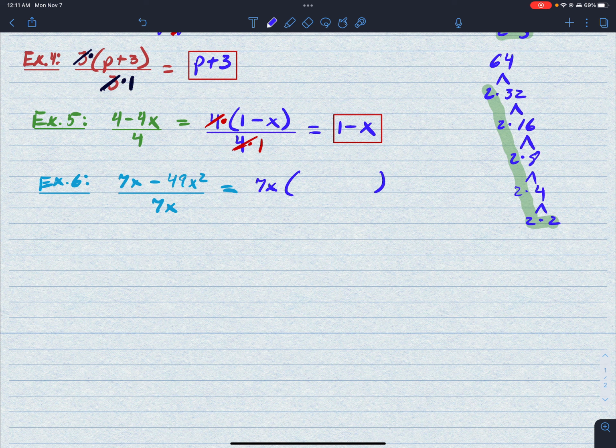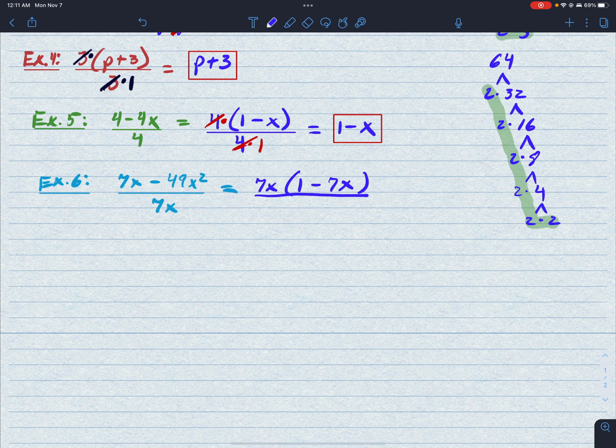Well, what's left? If I pull out 7x from this whole term, well, then I'm left with 1. If I pull a 7 off of this, I'm left with a minus 7. When I say pull off, I'm not subtracting, as we know. I am dividing 7. And then, of course, I divided off an x as well, so I have an x left because there were two x's, two factors of x.